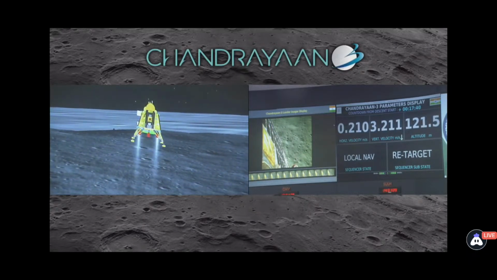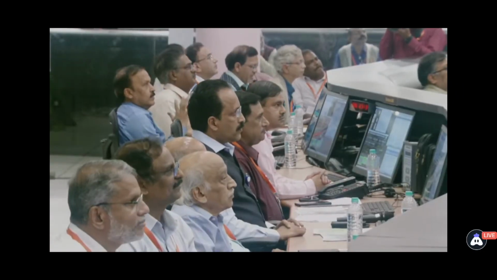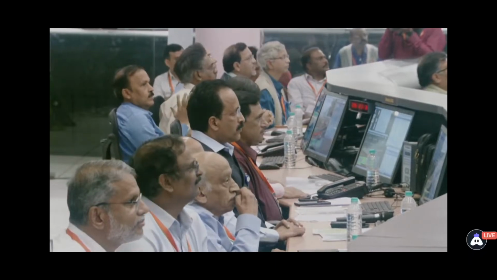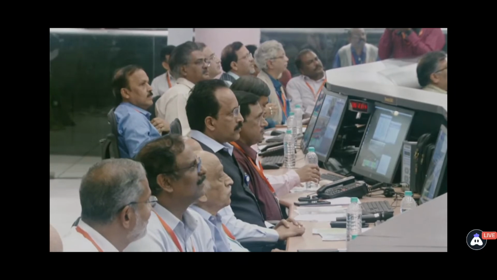The sensors that are updating at this point are providing confirmation of the safety of the landing site. As expected, the retargeting is going on and this is a very good signature for the lander.